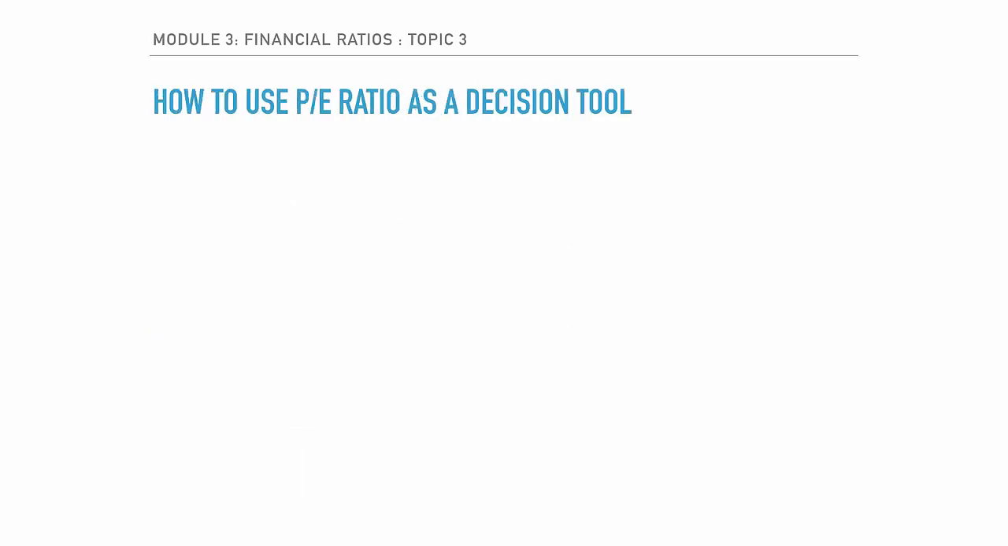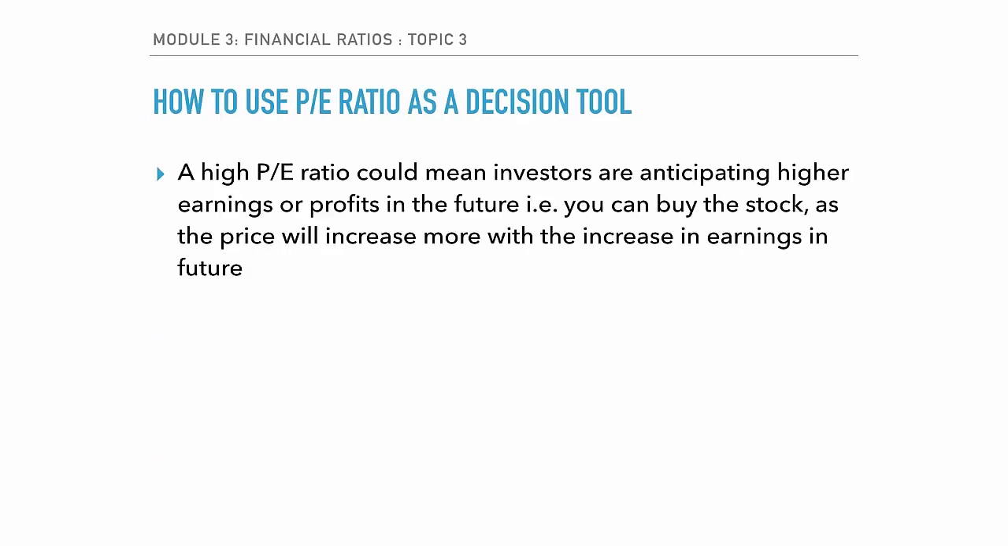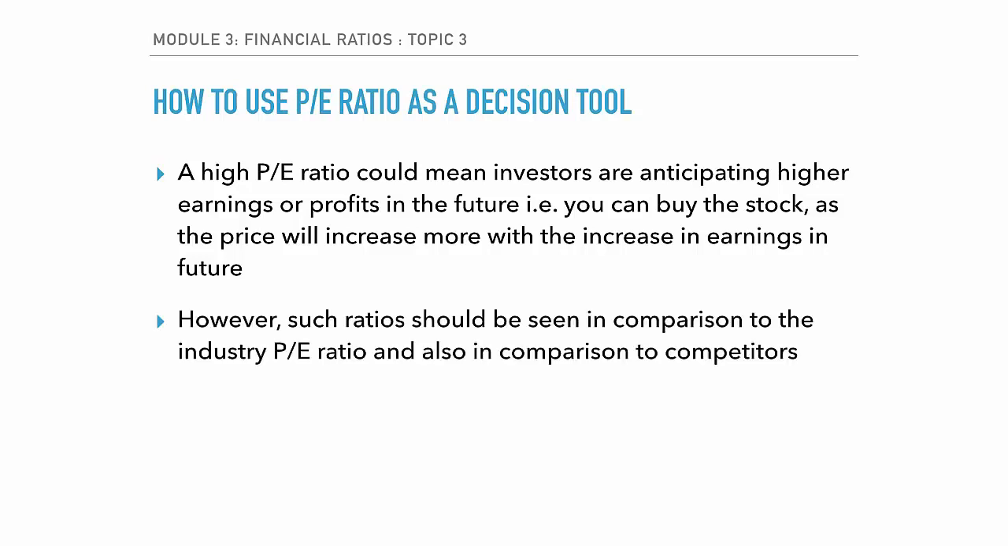Now let's see how to apply the PE ratio as a successful decision-making tool. A high PE ratio means that there is investor interest and investors are anticipating higher earnings or profits in the future of a company. That is, you can buy the stock of a company with higher PE ratio. However, be careful. In case of PE ratios, it's slightly tricky. You cannot study them independently. You have to study the PE ratios by comparing the PE ratios of a company with the PE ratios of its competitors, of its peers.